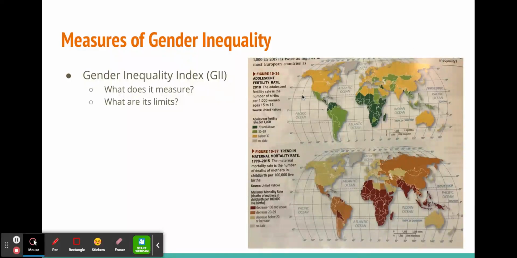And we can see here on these maps that it's showing us the adolescent fertility rate by 2018, and then the trend in maternal mortality rates between 1990 and 2015. And it's looking at decreases or in some cases increases in that data over time. So we can see that overall the maternal mortality rate is declining, and that adolescent fertility rate, depending on where you are in the world, is either very low or very high.